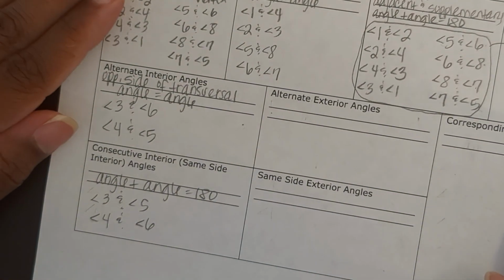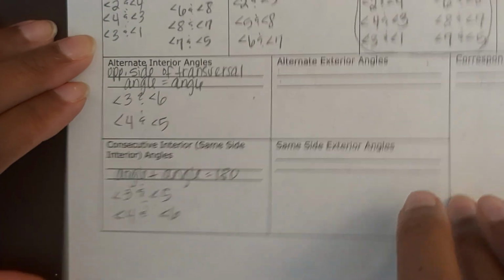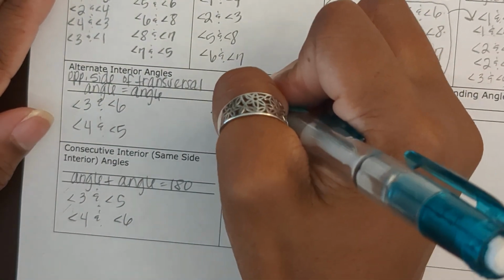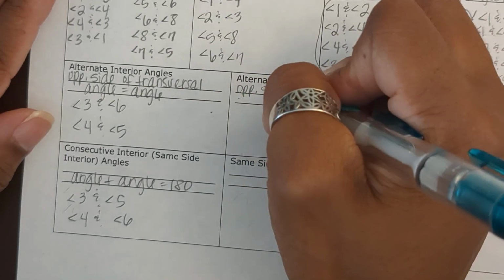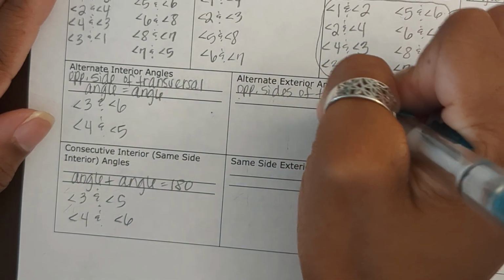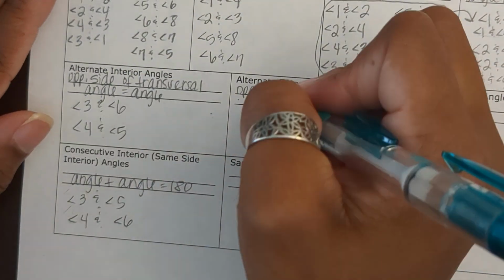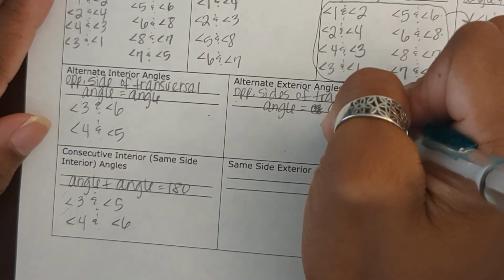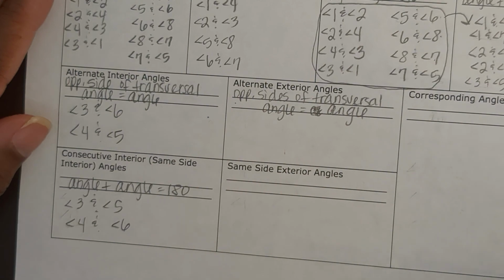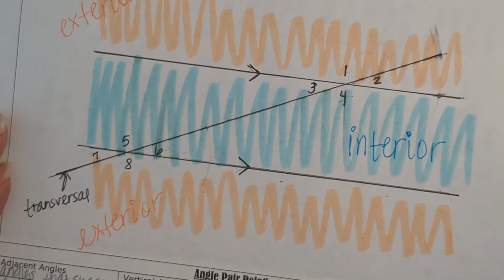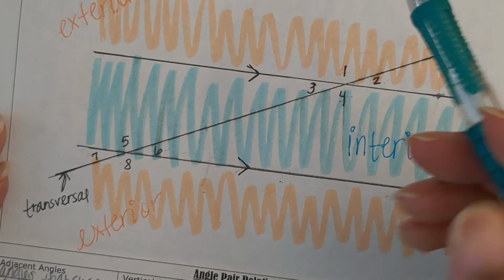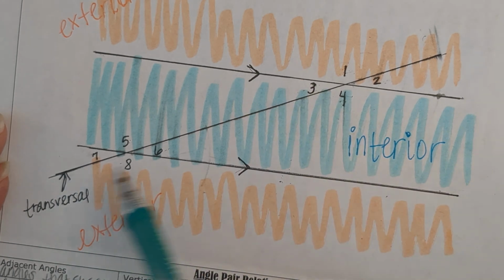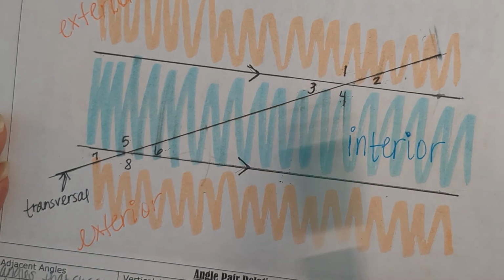Okay? All right, now let's look at the alternate exterior angles right here. Same as the alternate interior, they are on the opposite sides of the transversal. And it's still angle equals angle. They are congruent to each other, sorry. Angle equals angle. So let's go take a look at the exterior. We're ignoring the blue section, now we're in the exterior. So angle 1 and angle 8, they're on different sides of the transversal, but they're on the exterior, and then also angle 2 and angle 7.